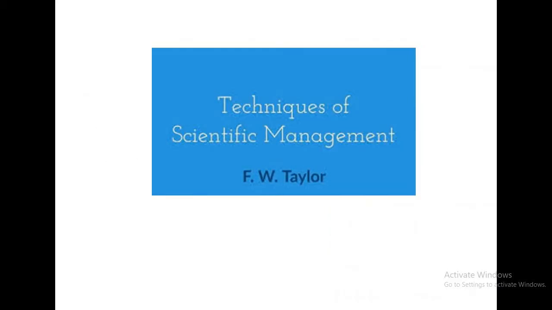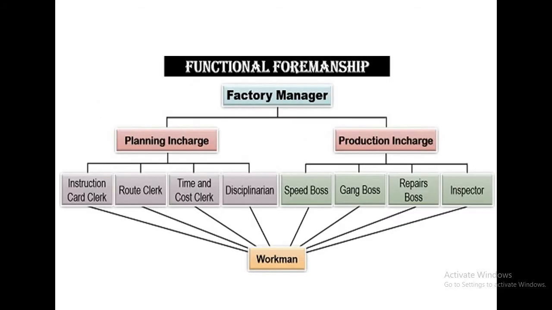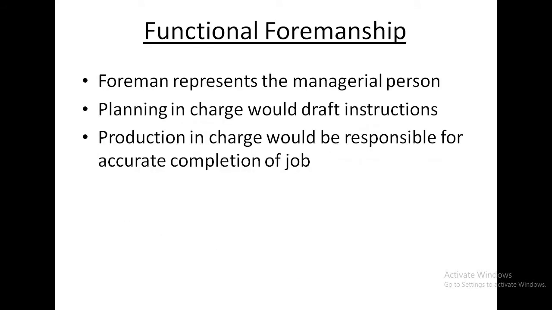Here comes the techniques of scientific management. The first one is functional foremanship. This is the diagram. Under the factory management, there are two main people, planning in charge and production in charge. Under planning in charge: instruction card clerk, route clerk, time and cost clerk, and disciplinarian. Under production in charge: speed boss, gang boss, repair boss, and inspector. All these will directly go to the workmen. So we'll see what is functional foremanship.